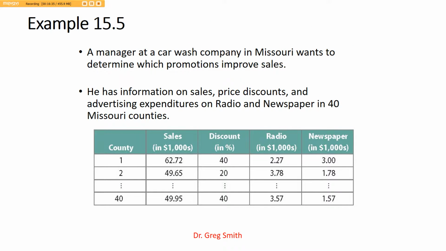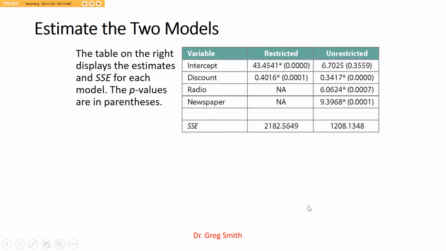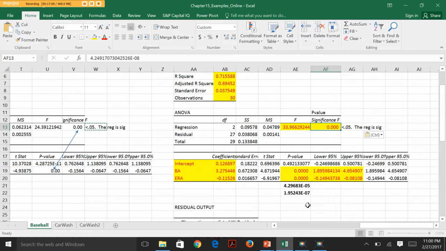So what we're going to do is look at a car wash company in Missouri and see if promotions improve sales. We're going to look at the sales across 40 counties, see if a discount rate applied, the radio advertising in thousands of dollars, and newspaper advertisements in thousands of dollars. Sample size of 40. Sales as their dependent variable. Can we set them to 0 or not? We're going to see if discount by itself can predict sales, or from the unrestricted, take all 3 and throw them in. And let's take a look at how we do that.